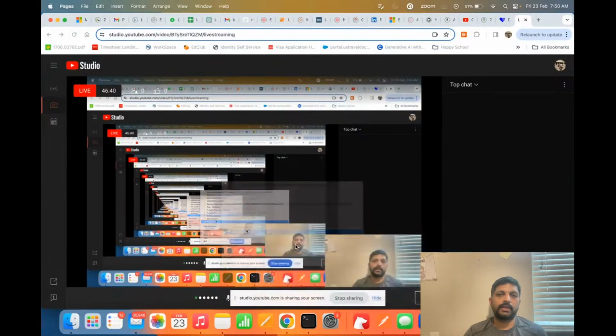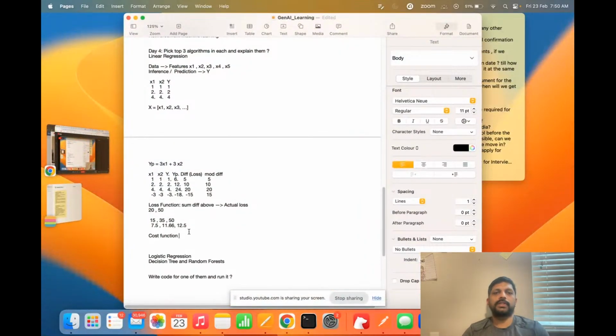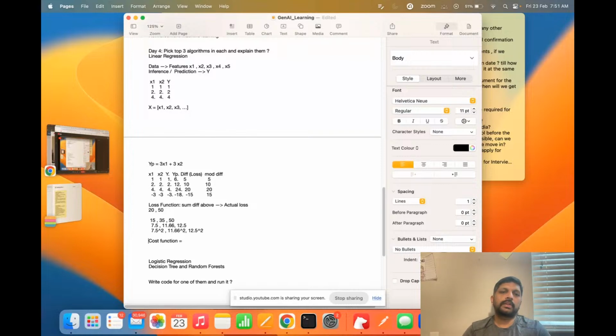Now if I open it, so what happens, the cost function in this scenario, oh, this is tough for me, but yeah, I'll just say 7.5 square comma 11.66 square comma 12.5 square. So the cost function is nothing but the sum of square difference between y and yp. Okay.